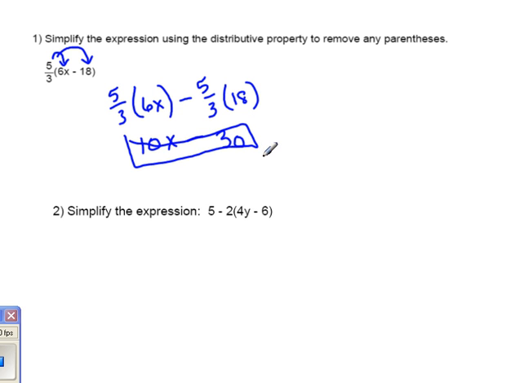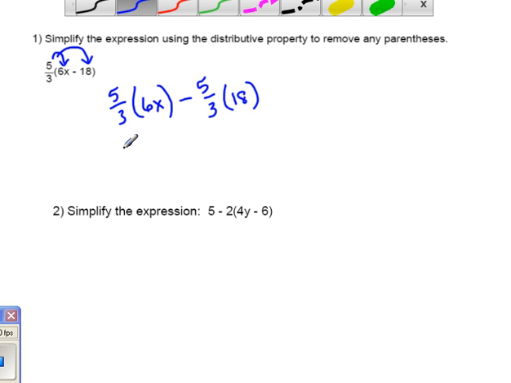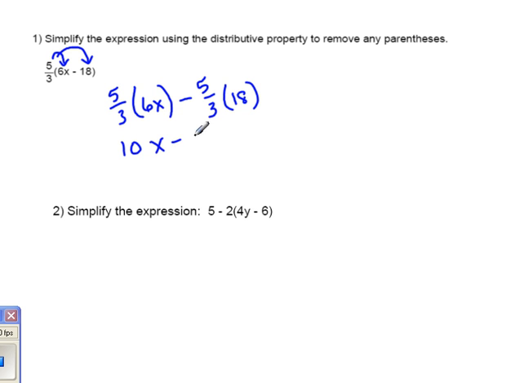Whoops, pretty bad with that there. Let me try that again. Excuse me. That was 10x minus 30. And not like terms, so this would be the answer. Okay, you can't do anything more.